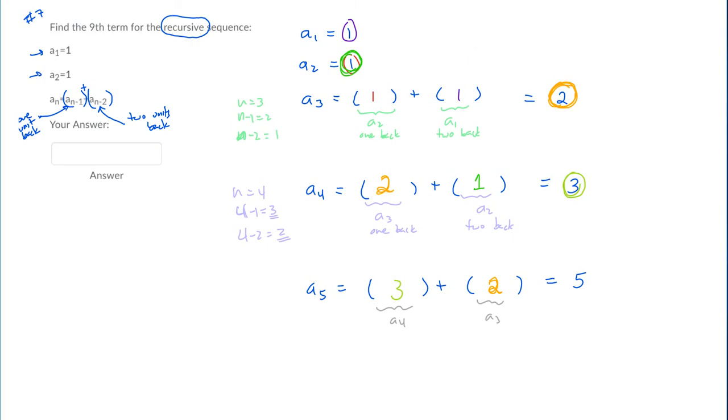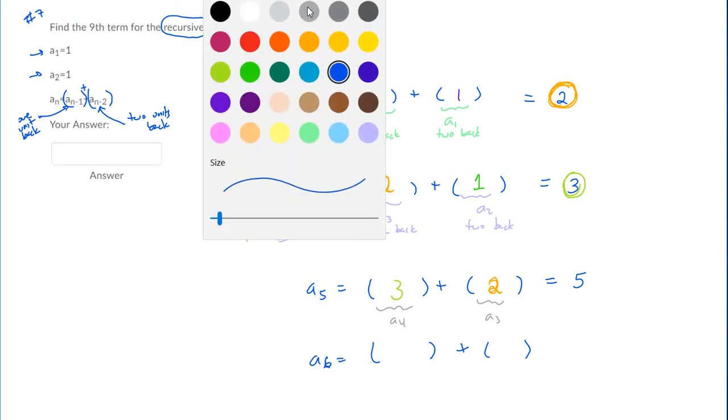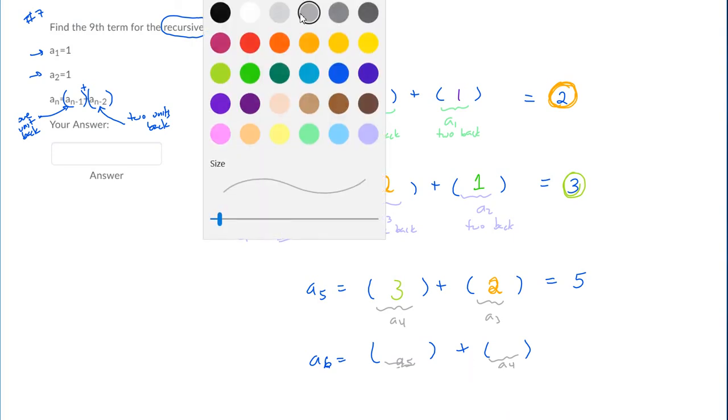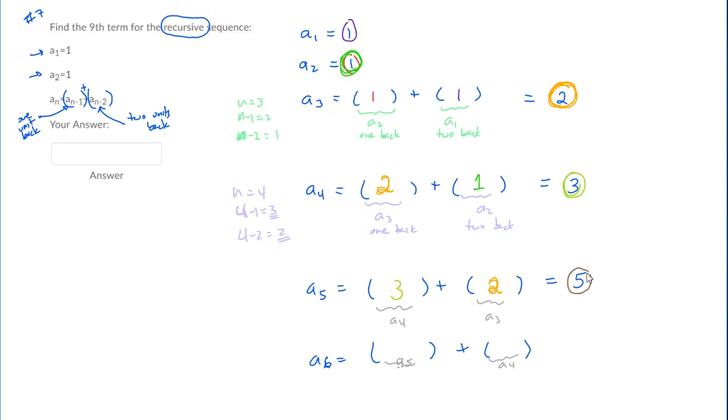Okay, let's try one more. A6. A6 is going to be 1 back plus a second back, 2 back. So 1 back would be A5, and then A4. I'm running out of room here. It doesn't let me write at the bottom of the screen. So what's the value of A5? The value of A5 is 5 in this case. And then if I go back to A4, the value of A4 was 3. And 5 plus 3 is 8, right? Et cetera.